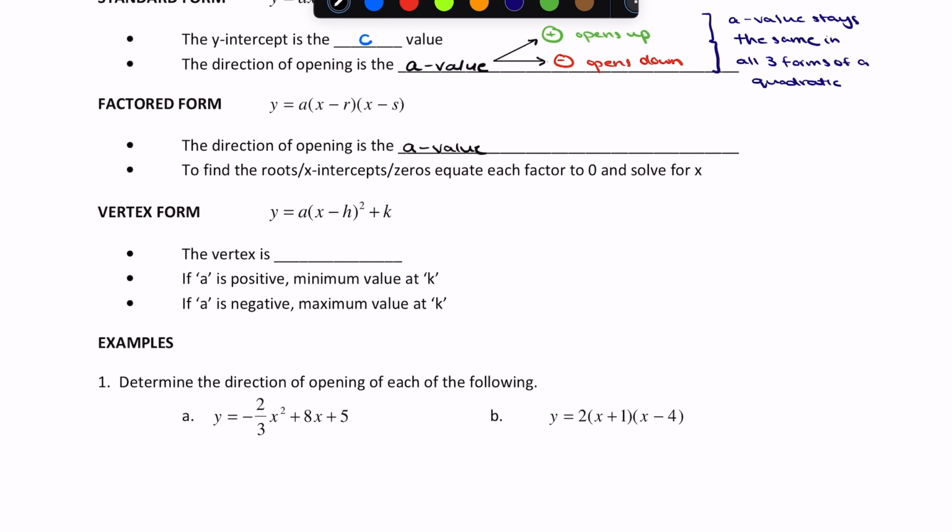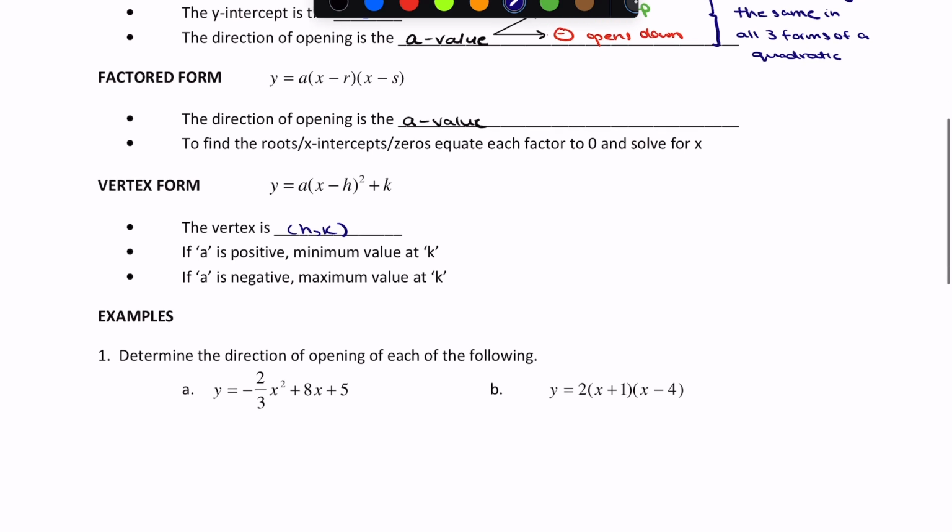In vertex form, here we have y is equal to a times x minus h, squared, plus k. And as you would expect, the vertex form provides you with the vertex, which is h, k. Again, if a is positive, the minimum value is at k, and if a is negative, the maximum value is at k. And this is also known as the optimal value.